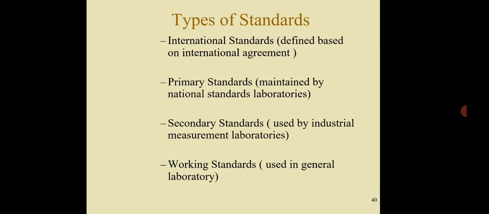What are international standards? International standards are defined based on international agreements. Internationally everyone agrees on this and comes up with a standard, known as an international standard. What is primary standard? Primary standard is maintained by national standard laboratories. In the nation there are some laboratories, and based upon their discussion they say this is my standard, this much quantity gives me this much of 1 gram. That is known as a primary standard.